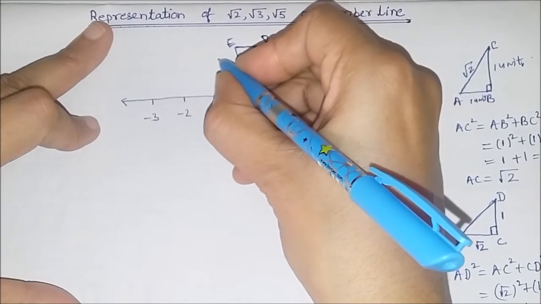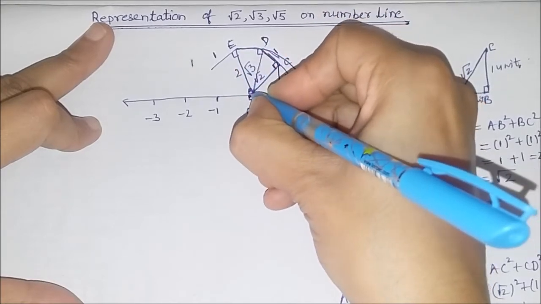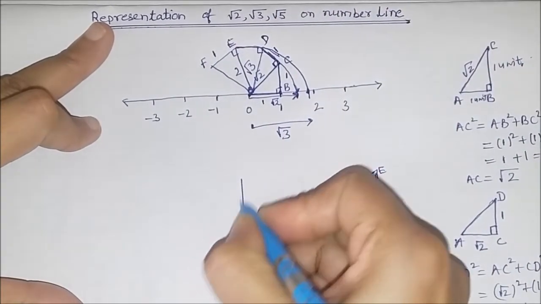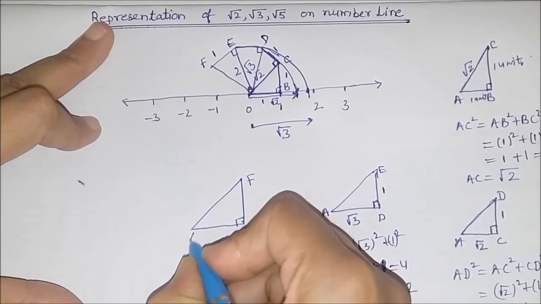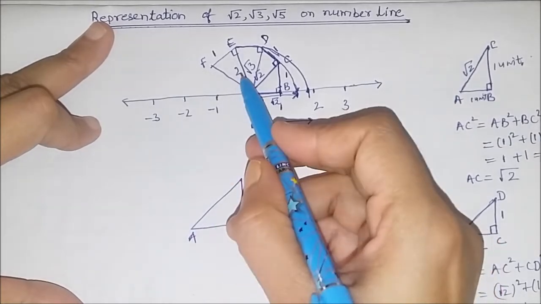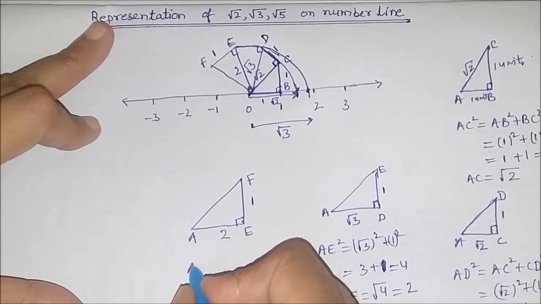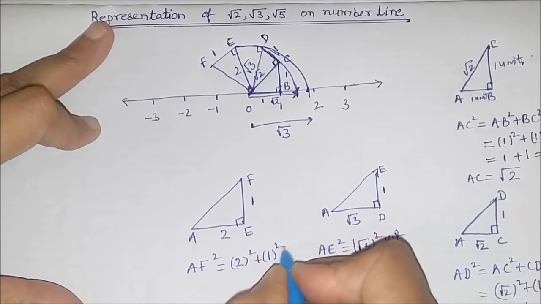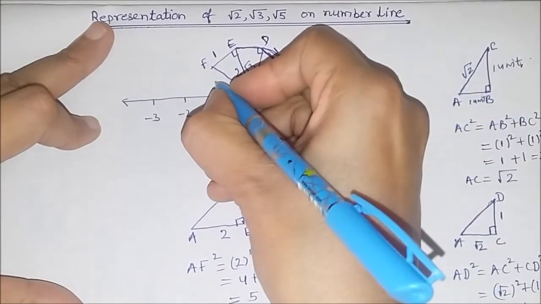In the same way, if we draw another perpendicular of unit length, this length is 1 unit, this length is 2 units. And if we join this in this right angle triangle, let us see what happens. This point is F, this is E, and this point is A. This is the same triangle that was drawn there. So this length AE is 2 and EF is 1. So using Pythagoras theorem, we say that AF square is equal to 2 square plus 1 square. 2 square means 4, 1 square is 1. So this is 5 and AF is equal to square root of 5. So this length is square root of 5.